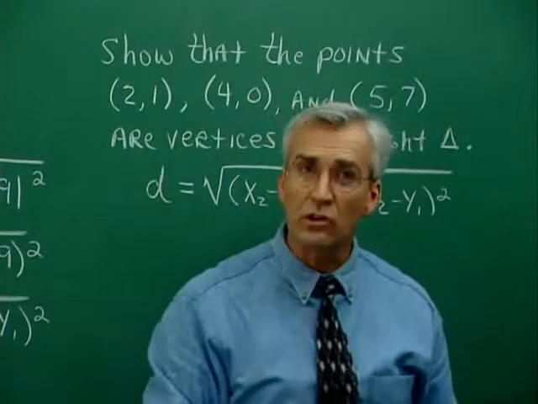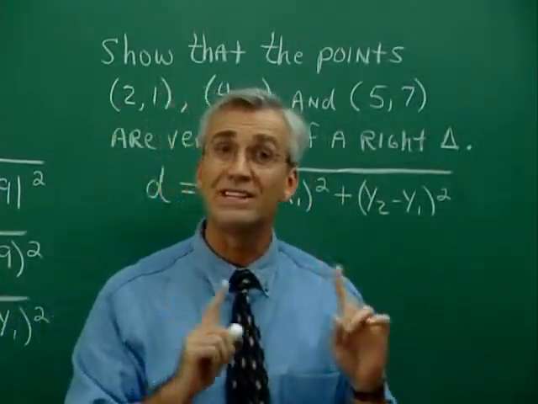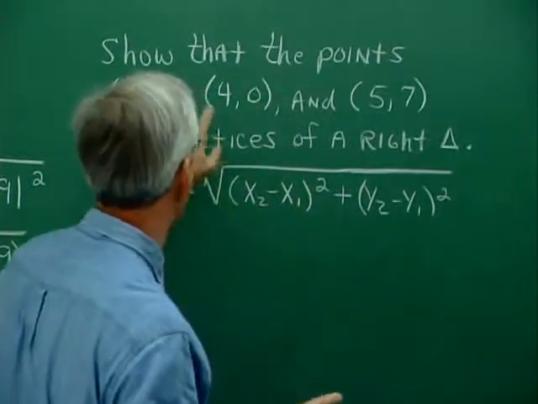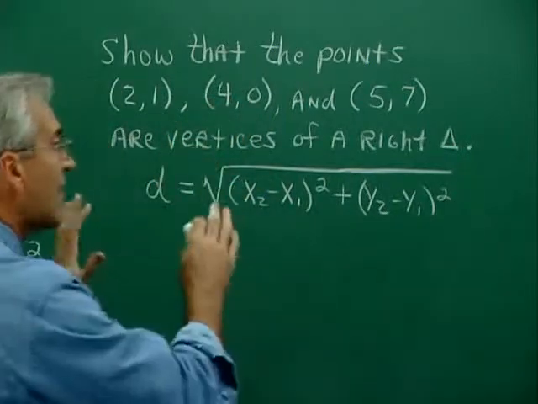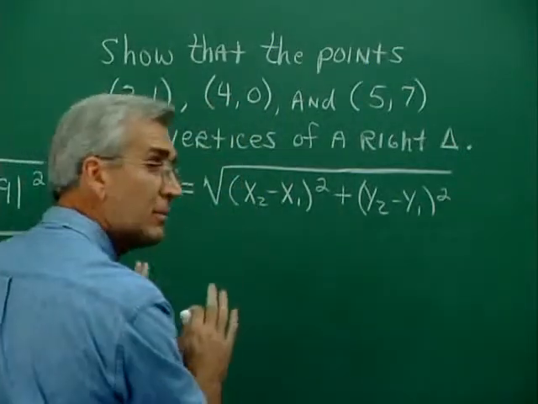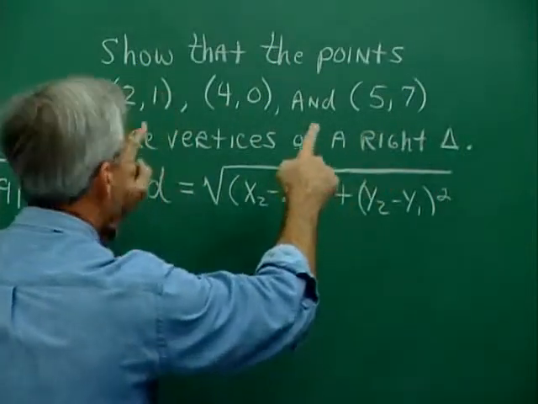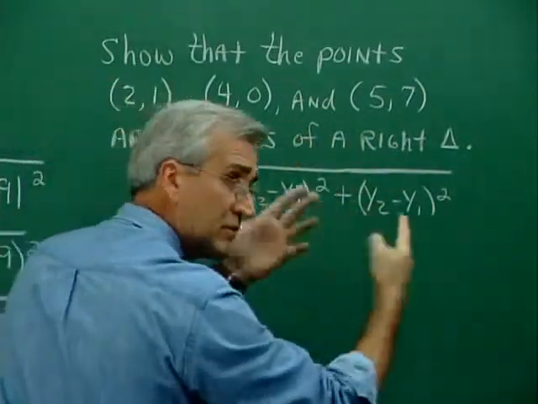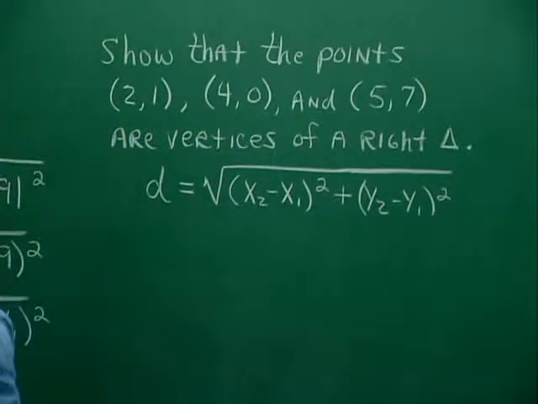Now, in order to determine whether or not we have a right triangle, what we need to do is calculate the distances between these points, you see, and then determine whether or not we have that special relationship between those distances. And those distances represent the sides of some triangle. It might be a right triangle, and we'll find out.